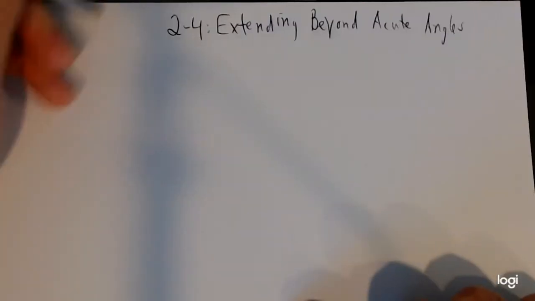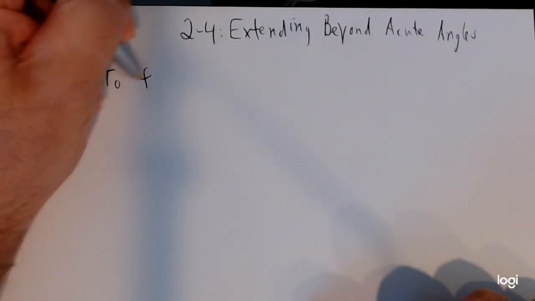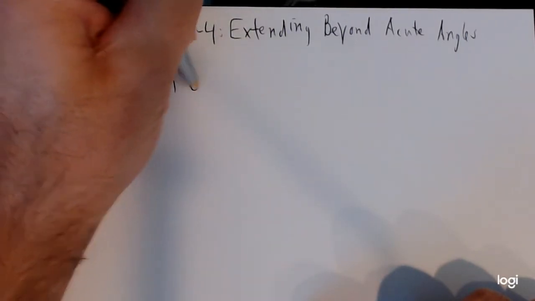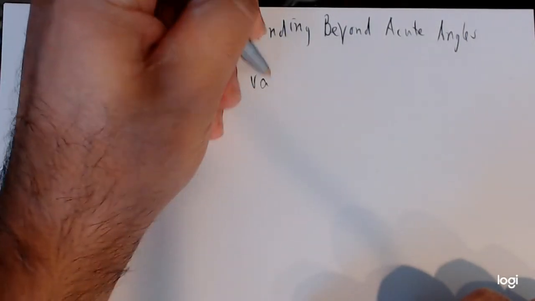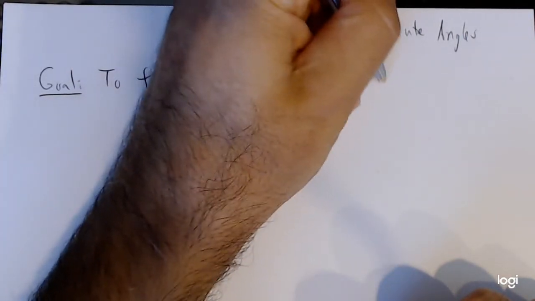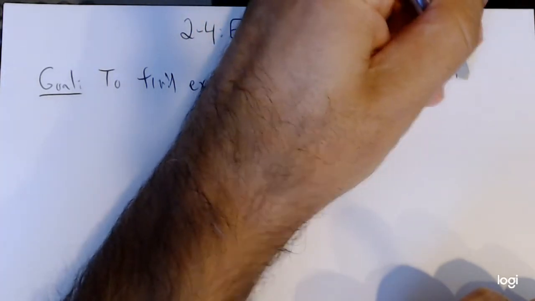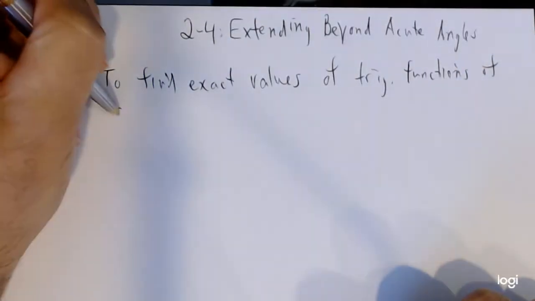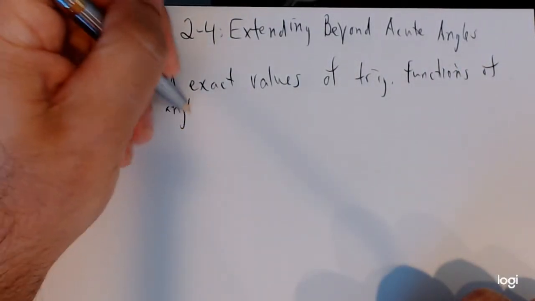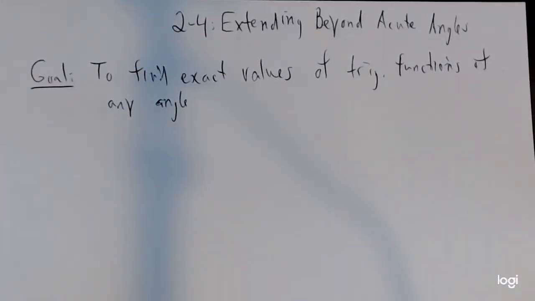But the goal right now is going to be to find the exact values of trig functions of any angle. Okay. Now, one comment I'll make is the good news is, as mentioned earlier, as far as we're not using a calculator, these 30, 60, 90, and 45, 45, 90 triangles will still be involved.